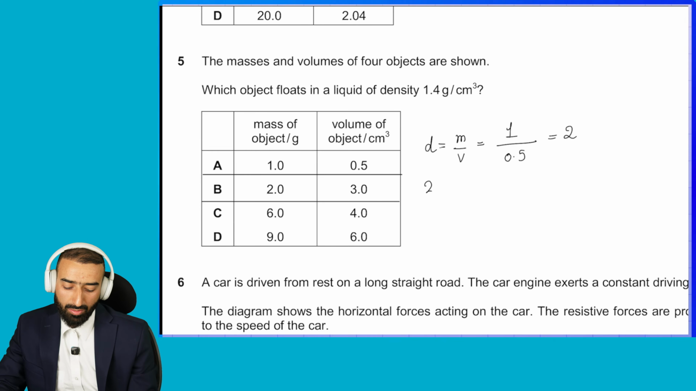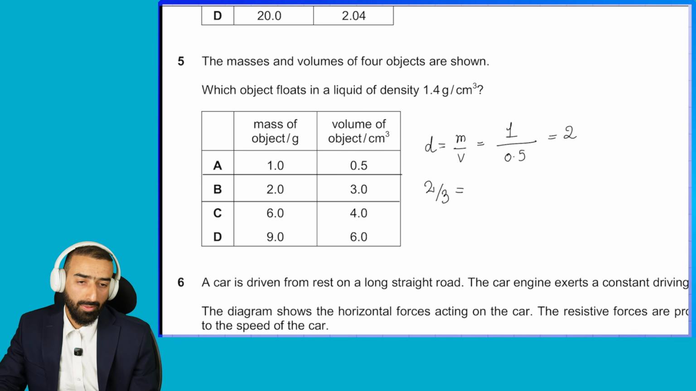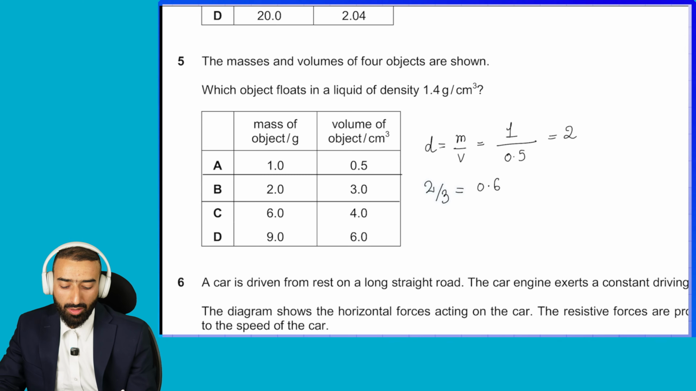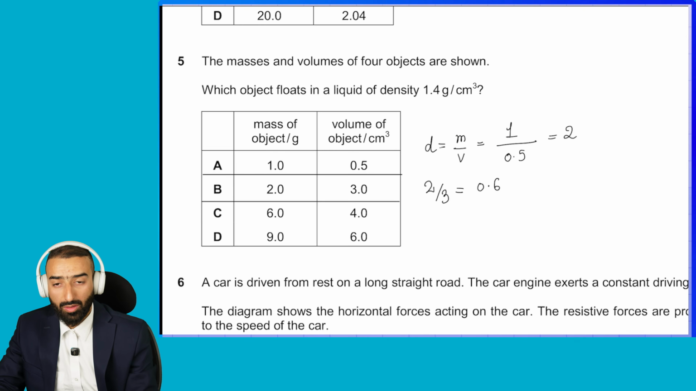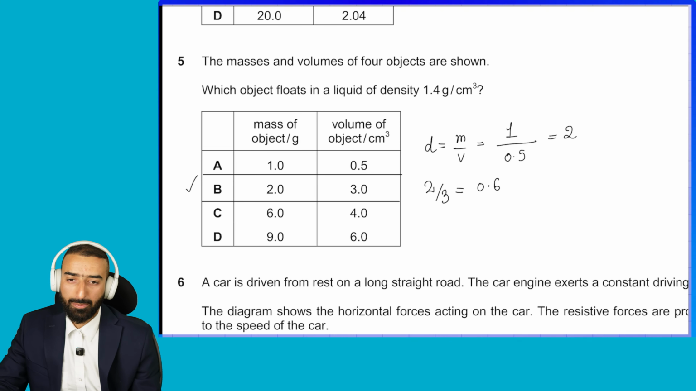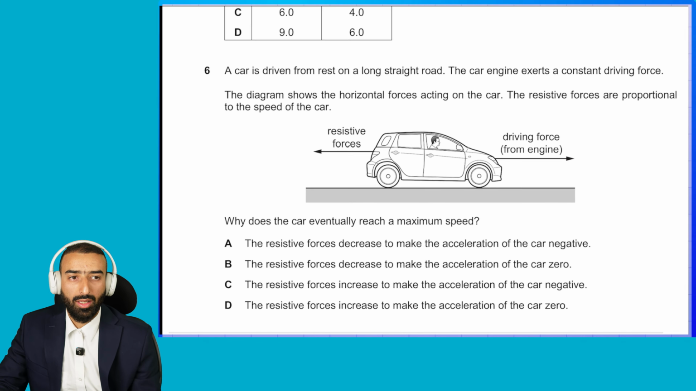The mass is 2 grams and we divide it by 3, which is 0.6 something. Now 0.6 is smaller than 1.4. Therefore, this object is going to float. So the correct option is option B. Let's move on to question 6.